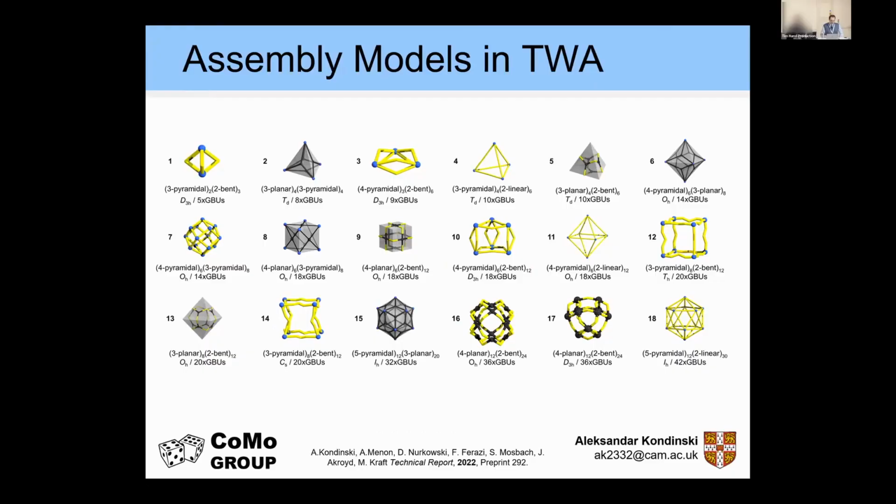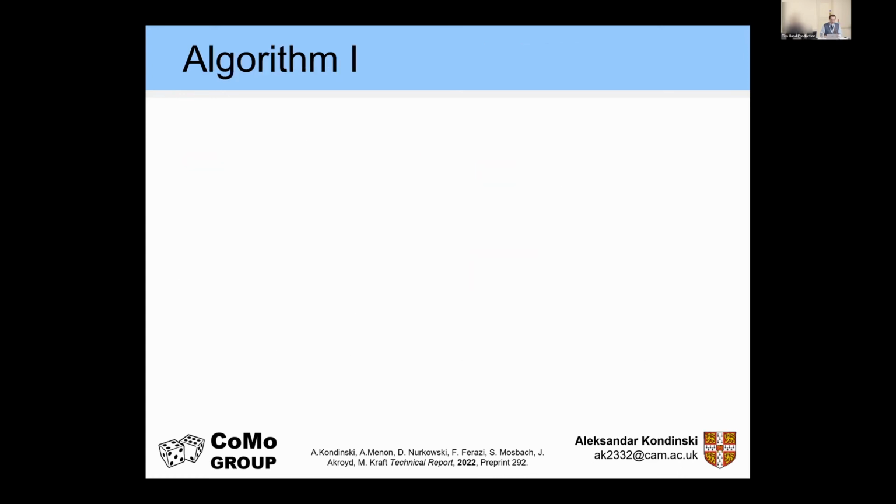At this moment in the World Avatar, there are 18 assembly models, and you can see these 18 assembly models. 2 minutes. I have to be very quick. These assembly models actually are representative of 151 structures.